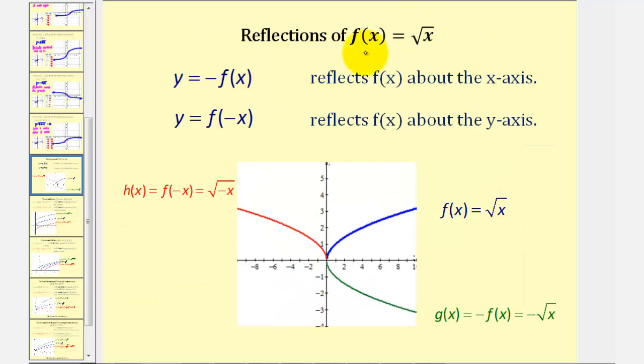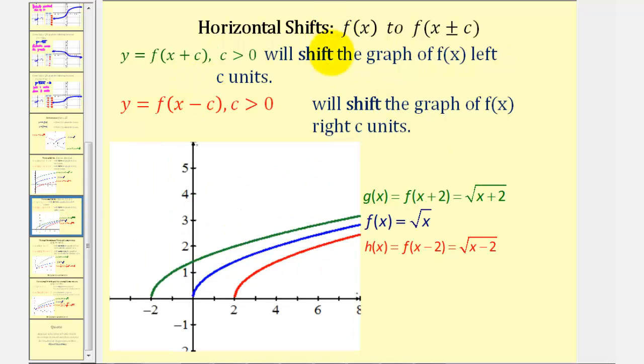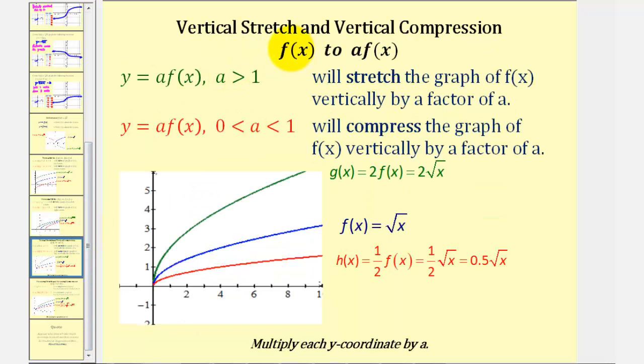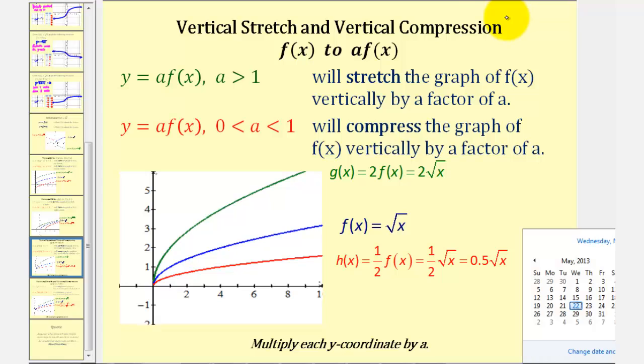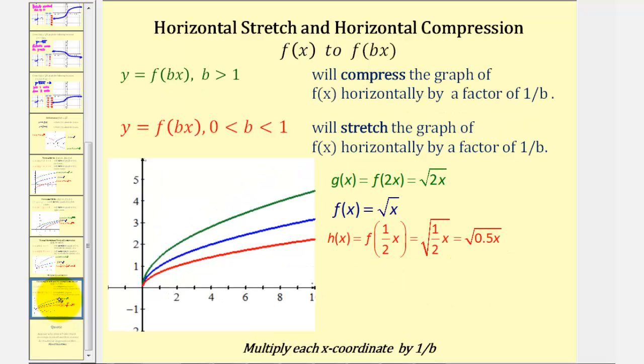Now I'll leave you with some notes that will summarize the basic transformations. Here we have reflections across the x and y axis. Here we have vertical shifts, meaning shifted up or down. Here we have horizontal shifts, meaning shifts left or right. Here we have vertical stretches or vertical compressions. And here we have horizontal stretches and horizontal compressions.